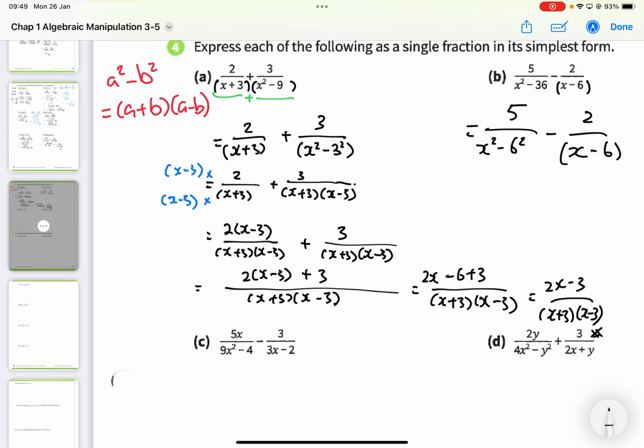Okay, for part B, 36 can be written as 6 square. So it's a difference in squares. So you can use your red color, that one, the identity. Then for part C, 9x squared can be written as 3x whole thing square minus 2 square.